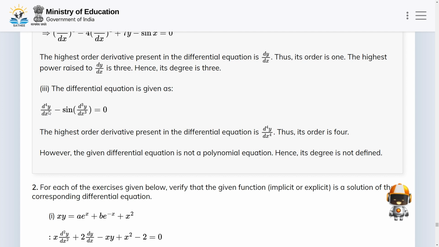Order is 4, but degree cannot be defined as you do not have a polynomial in terms of derivatives. Okay, so degree not defined.